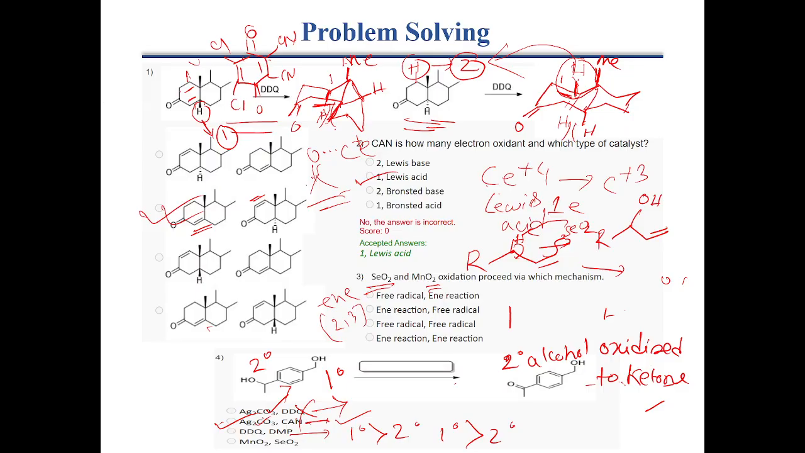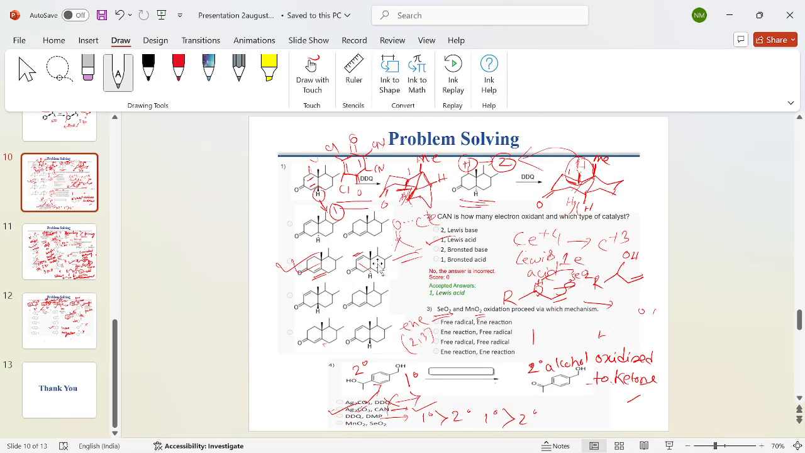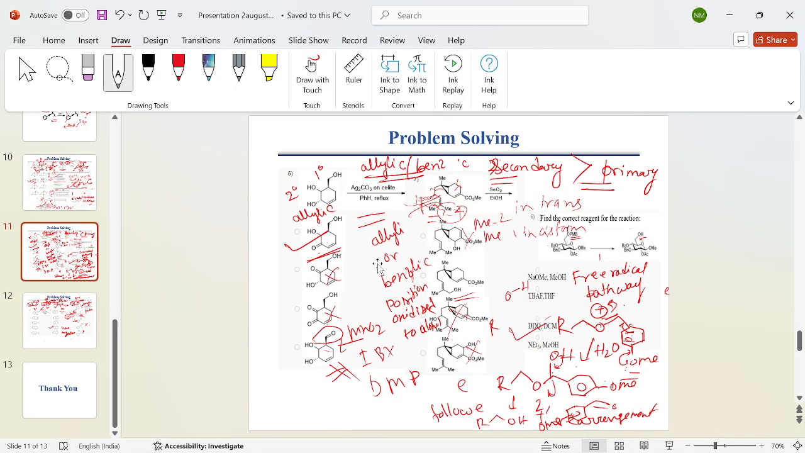Next, I discussed some problem solving. These are the problems. The first one: due to the 1,3 interaction in the cis form, the mediated oxidation happened from the up face, or in the case of the trans form, no such interaction is there, so that's why it happened from the down face. So these are the other problems which I discussed.